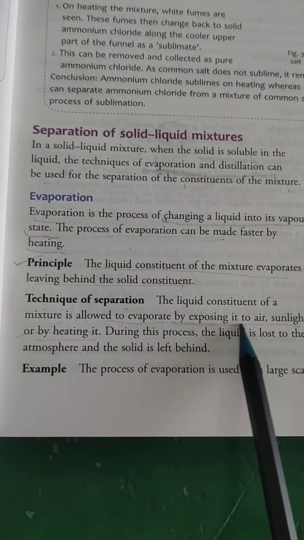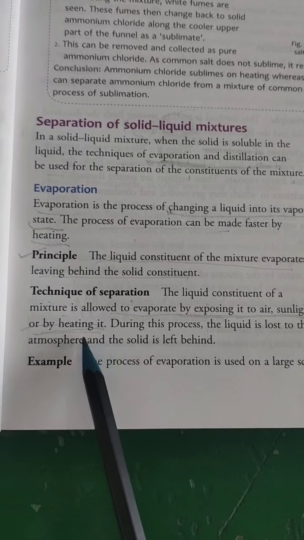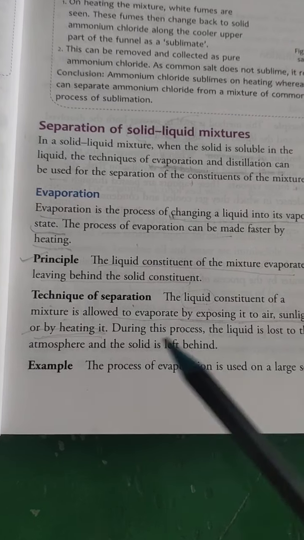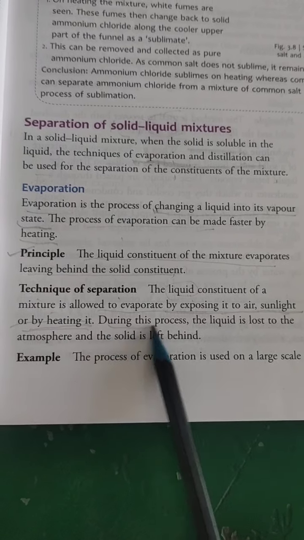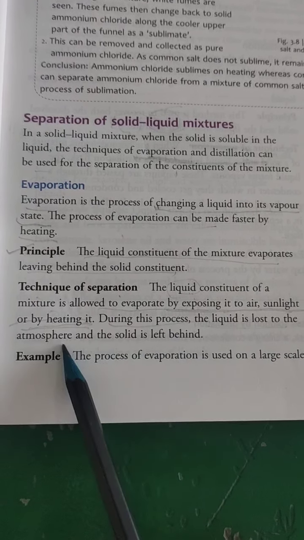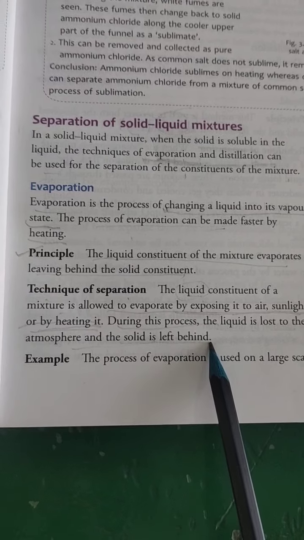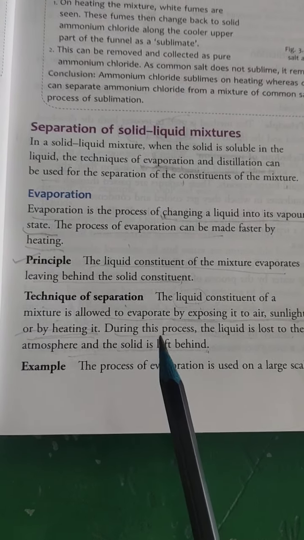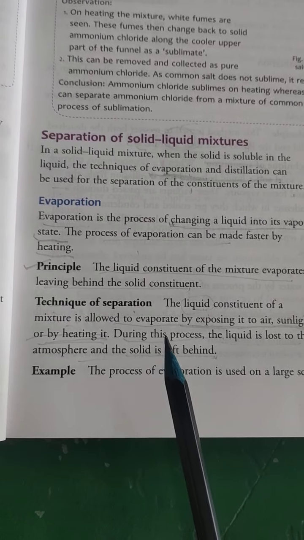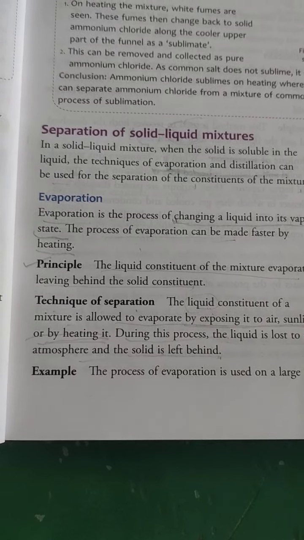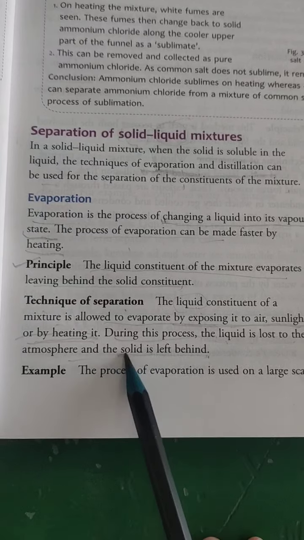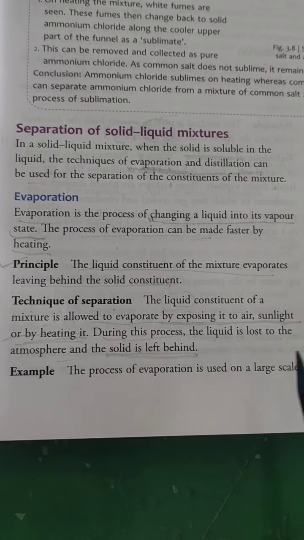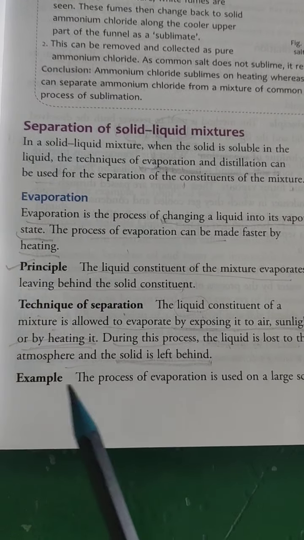In the presence of air, sunlight, and heat, the liquid constituent of the mixture evaporates into the atmosphere. During this process, liquid is lost to the atmosphere and solid is left behind. As we saw in sublimation, both solids can be recovered after the separation. But in the case of a solid and liquid mixture, only the solid will be left behind and the liquid will be lost in the atmosphere because it has already evaporated.